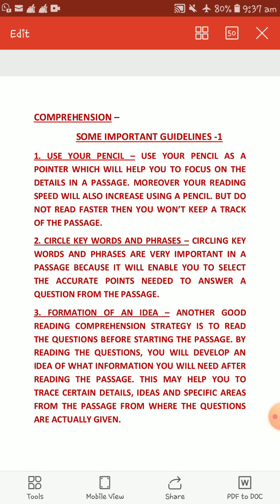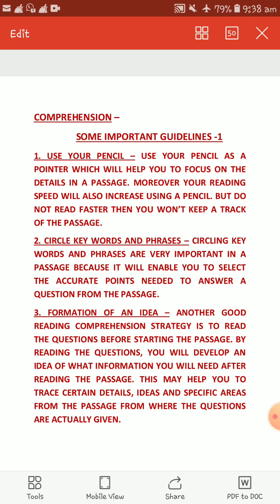Very important, use your pencil. Use your pencil as a pointer, which will help you to focus on the details in a passage. That means while you are reading the passage, use your pencil as a pointer. Moreover, your reading speed will also increase using a pencil.